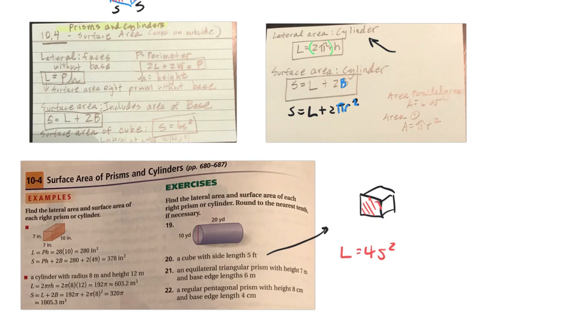And the side length is 5, so we're looking at 4 times 5 squared. 5 squared is 25. 25 times 4 is 100. So that's the lateral area.